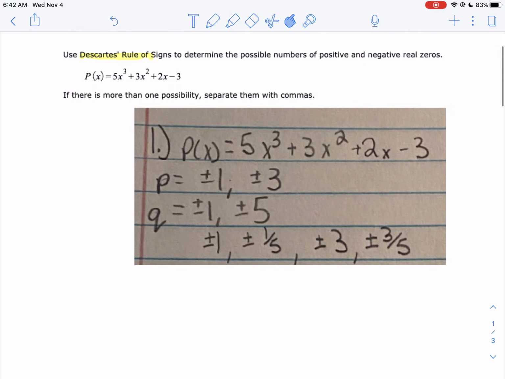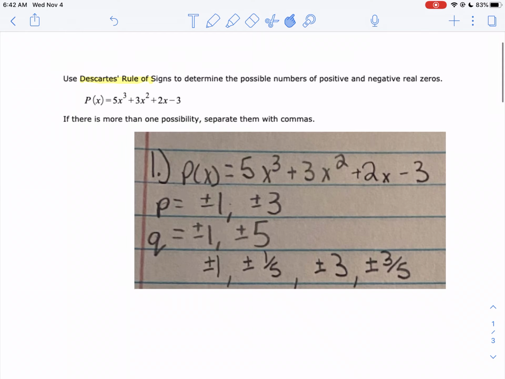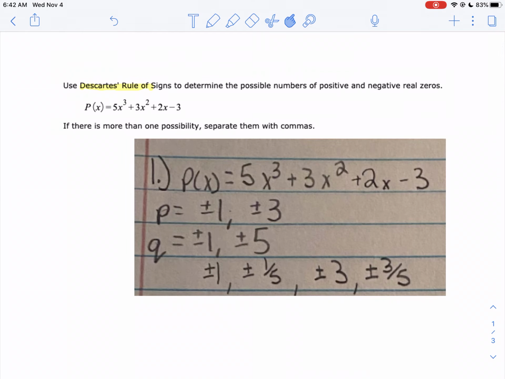You found all the possible positive roots and negative roots. But I want you to understand how to use Descartes' rule of signs, because you might end up taking a class where they don't let you use a calculator. Here's what we do. We count the sign changes for the positive roots.